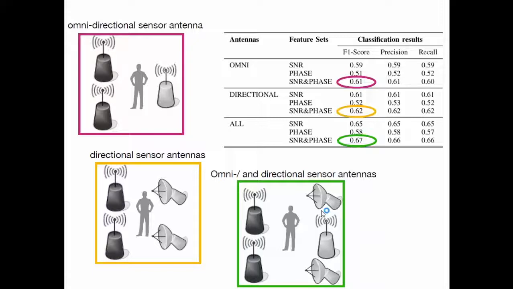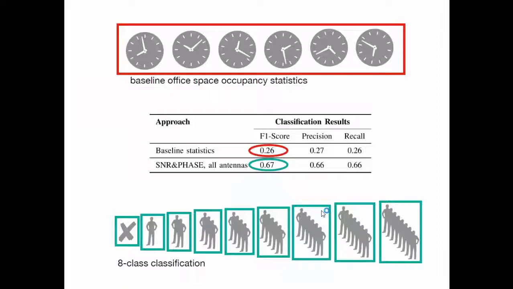Nevertheless, by combining the number of sensor antennas, by using 2 directional antennas and 1 single omnidirectional antenna, we could increase the F1 classification score to 0.67. As a baseline comparison method, we used the office occupancy statistics, which is an hourly statistic about the number of people being present. As a comparison, we see that we have a much worse F1 score of just 0.26, which is pretty low compared to our method of estimating the exact class of the number of people.